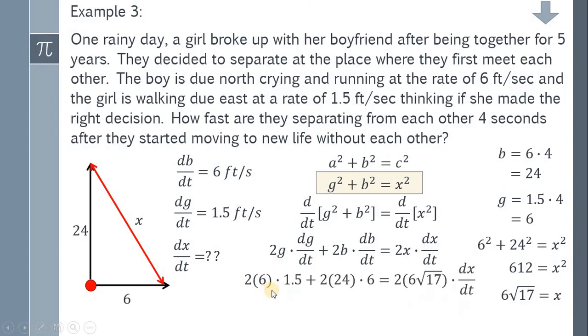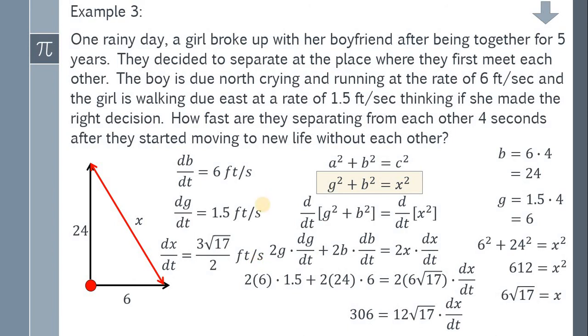So, we have 2 times 6 times 1.5, ito yung dg over dt, plus 2 times b, yung b natin is 24, times db over dt, which is 6 feet per second, is equal to 2 times yung x natin ay 6 square root of 17 times dx over dt. Yun yung goal nating mahanap, dx over dt. Simplify natin. We have 306 is equal to 12 times square root of 17 times dx over dt. Now, divide natin both sides by 12 times square root of 17 and then rationalize natin. And we get dx over dt is equal to 3 square root of 17 all over 2 feet per second.